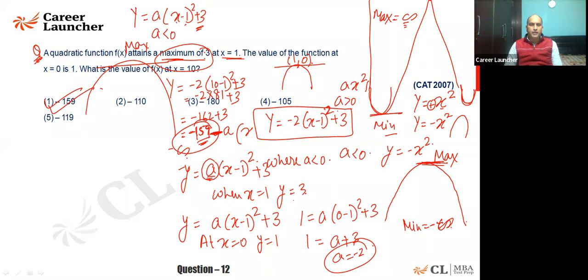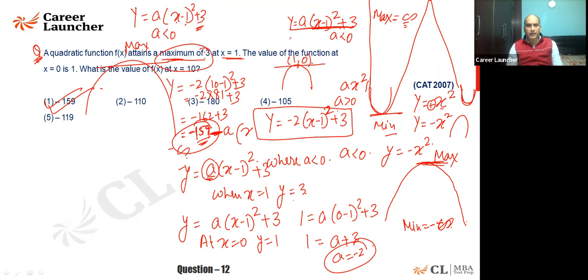Then it is given that the maximum value of this is coming out to be 3. So at x is equal to 1, I know x minus 1 whole square, at x is equal to 1, this gives you 0. But I don't want 0, I want 3, so I'll add 3 to it. So my equation will come out to be y is equal to a times (x minus 1) square plus 3, where a is negative.